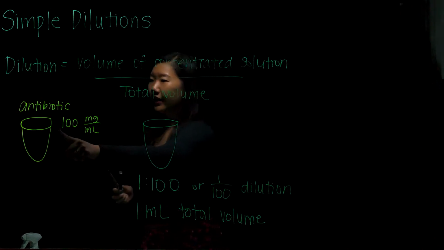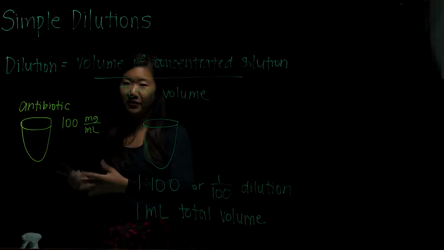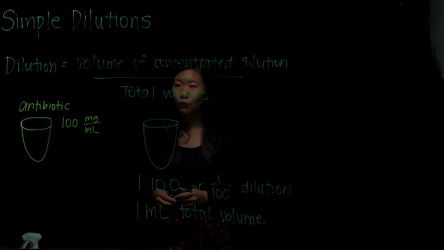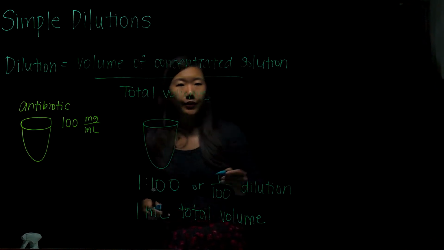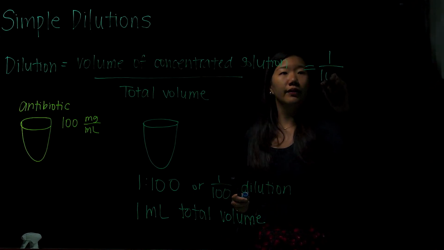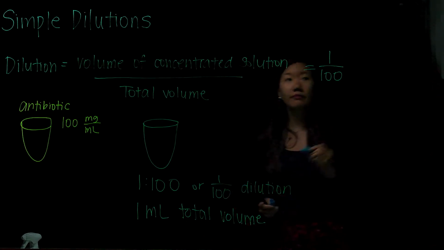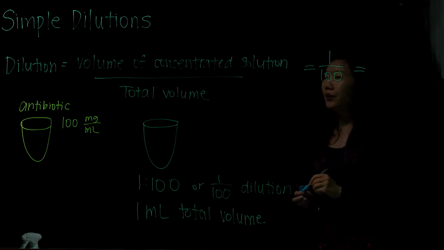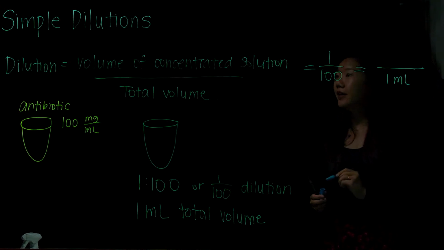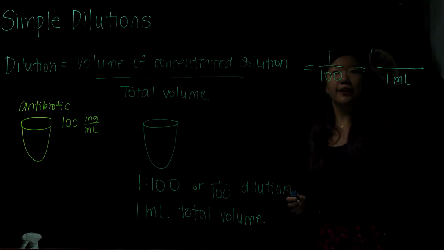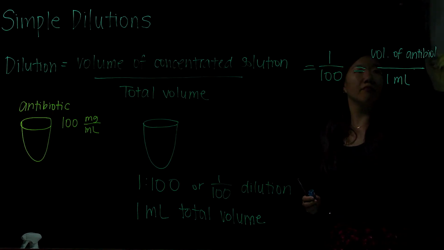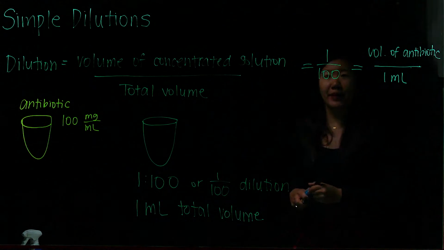Our antibiotic stock, we're going to need some volume of it, and then we're going to dilute it in our diluent, and let's say this is water. Okay. Our dilution is 1 over 100. We know what the total volume is. In this case, it's 1 milliliter. And so we're going to solve for the volume of the antibiotic.